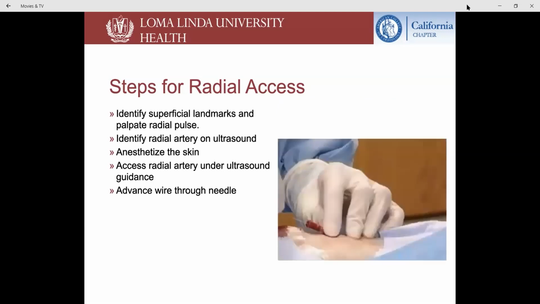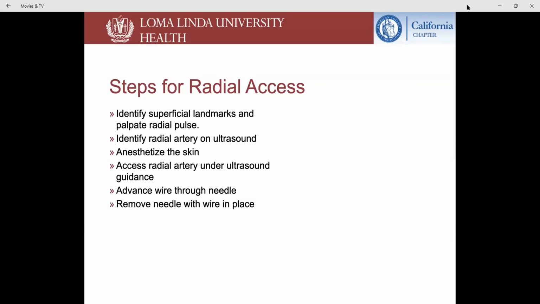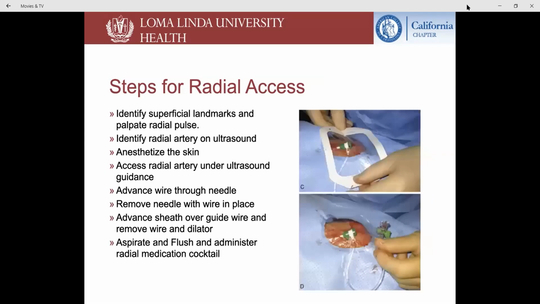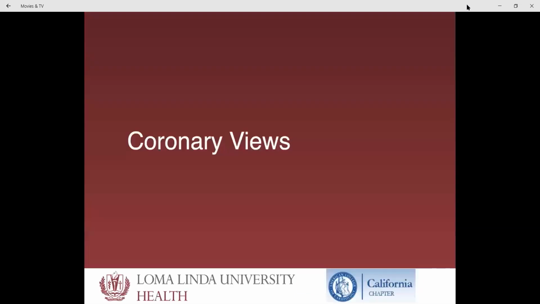Once you get bleed back to the needle, you're going to advance the wire through the needle, remove the needle with the wire in place, advance the sheath over the guide wire, and then remove the wire and dilator. You're going to aspirate and flush and administer your radial medication cocktail to prevent vasospasm and to thin the blood with heparin. Okay, so you've gotten your excellent, perfect access, and you're ready to start taking some pictures.